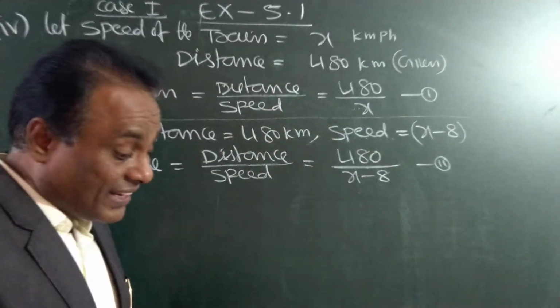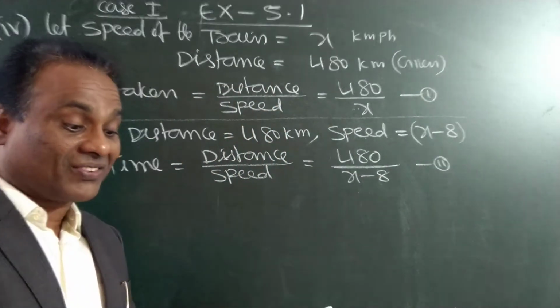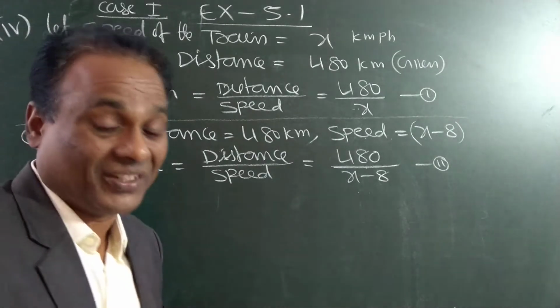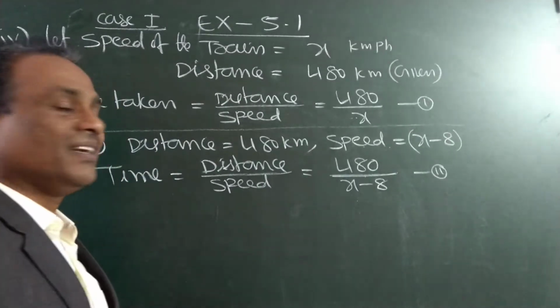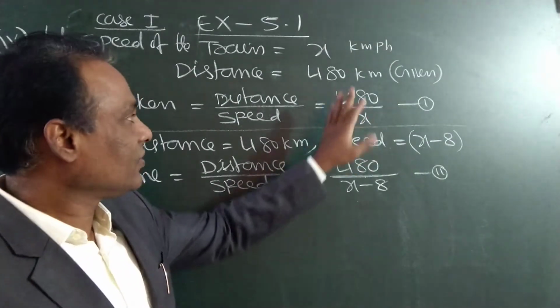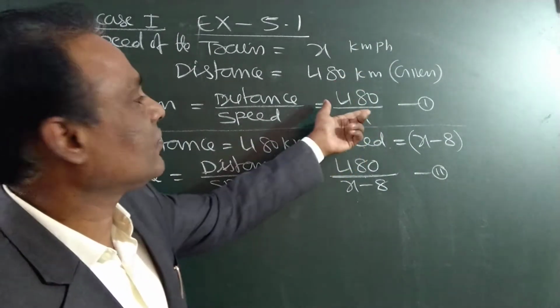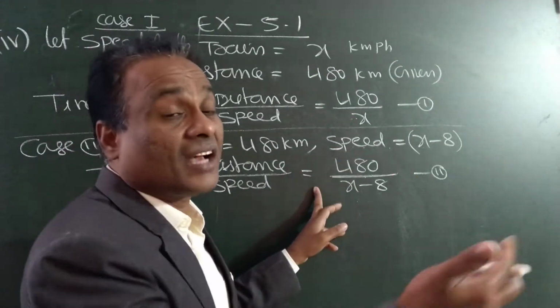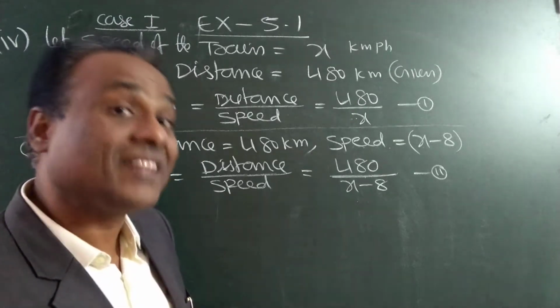The difference in the timings is 3 hours. Difference in the timings is this time. Suppose this time is, say, 10 hours, this time will be 13 hours. 3 hours more. Why 3 hours more?